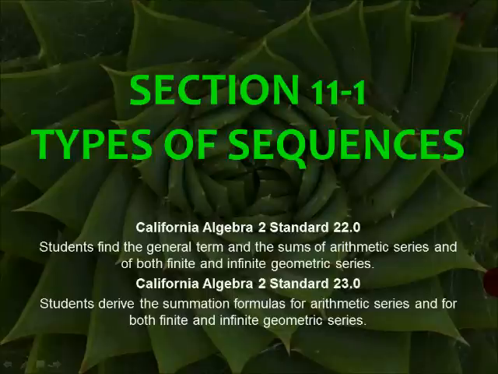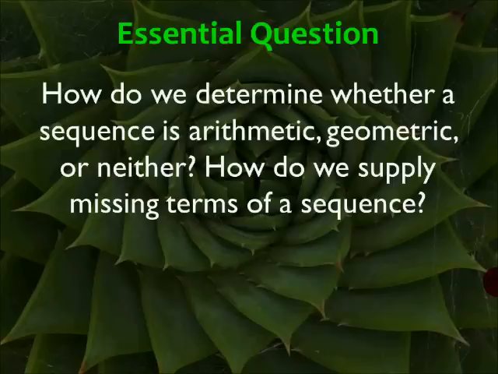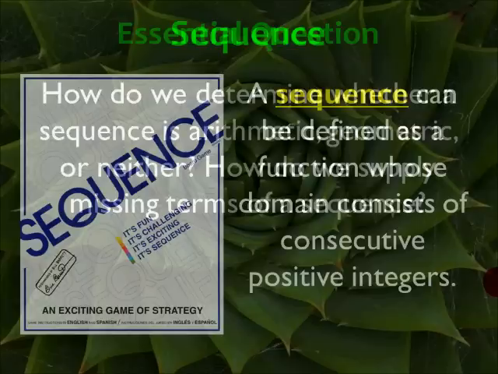This is section 11.1, types of sequences. So we are starting a new chapter, different types of problems, different type of math. A lot of things we're going to do in chapter 11 have to deal with identifying patterns, noticing patterns, and figuring out what to do with patterns. And we'll start with the idea of a sequence. How do we determine whether a sequence is arithmetic, geometric, or neither? And how do we supply missing terms of a sequence?